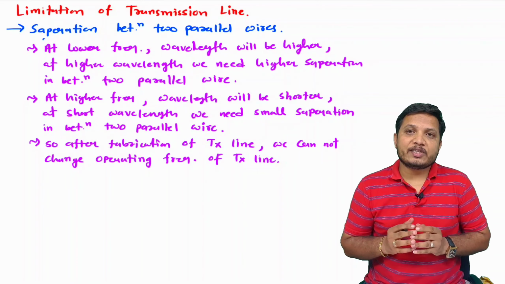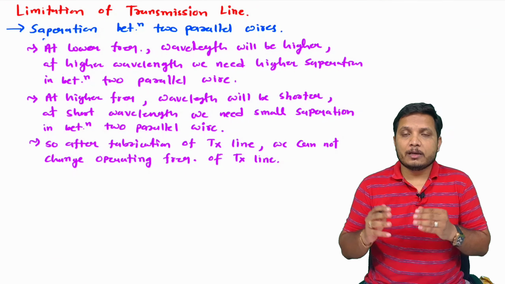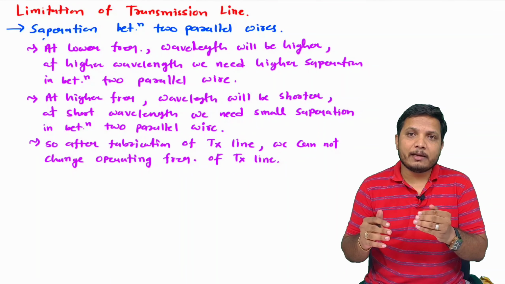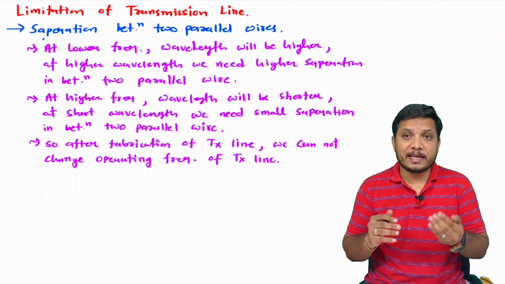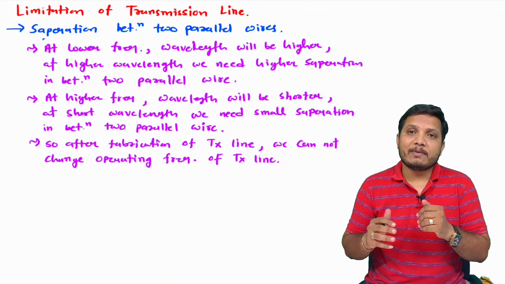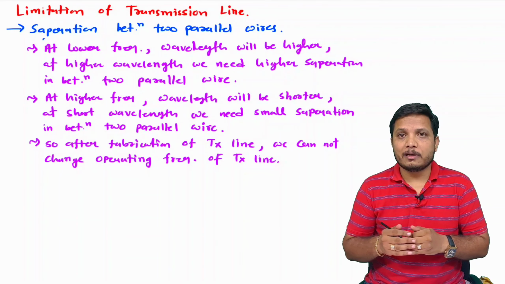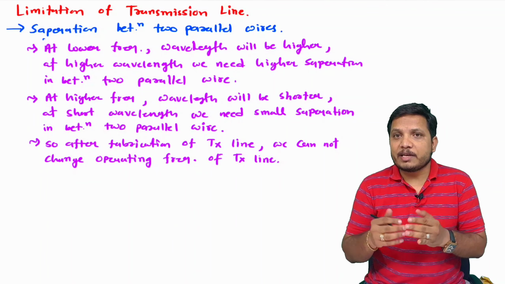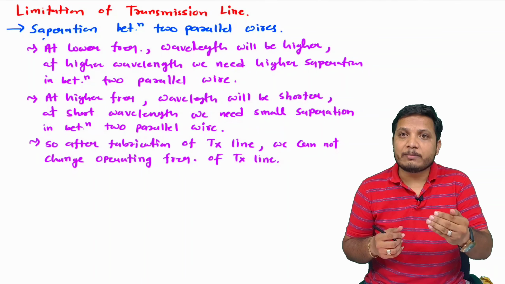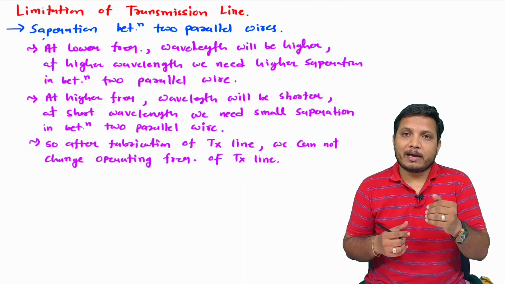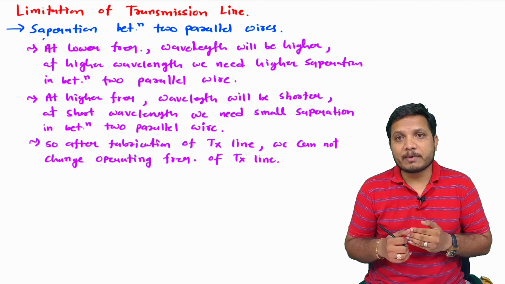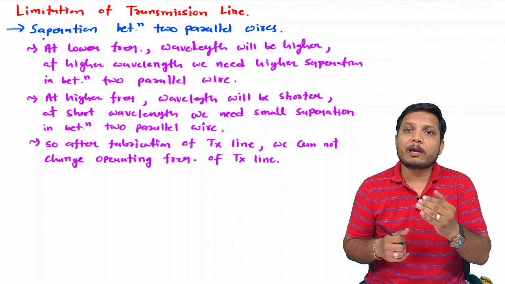Now, the second limitation is copper loss. When we use a transmission line, it has a very small surface area, and due to the smaller surface area, there will be higher copper loss. We have already seen classifications of different transmission lines. In that I explained microstrip transmission line also, where we saw that microstrip transmission line has a higher surface area of copper, so it has lower copper loss.